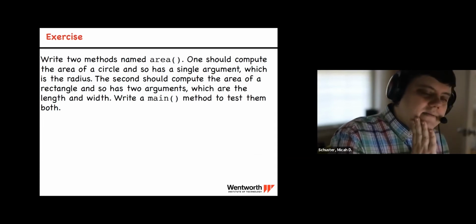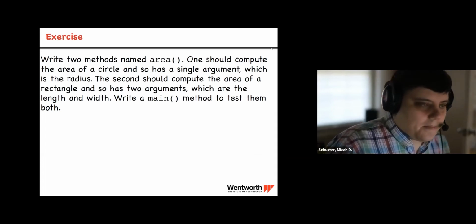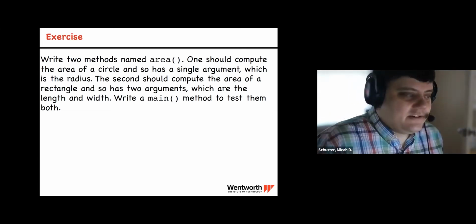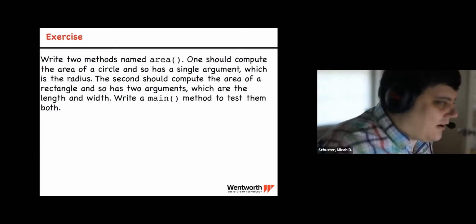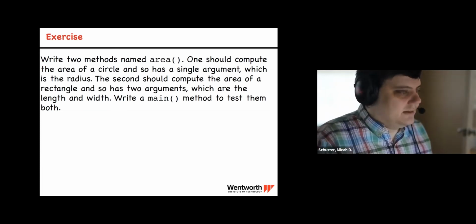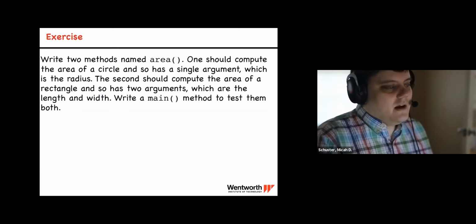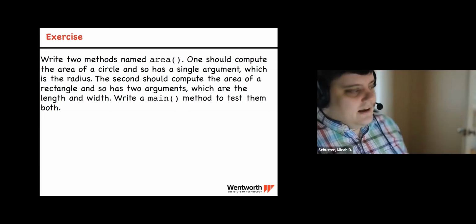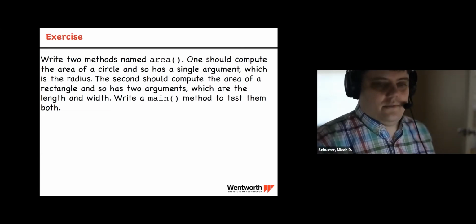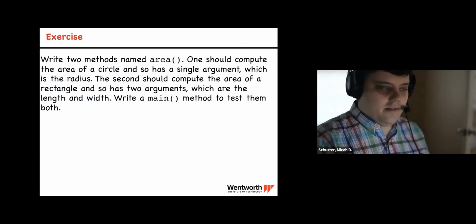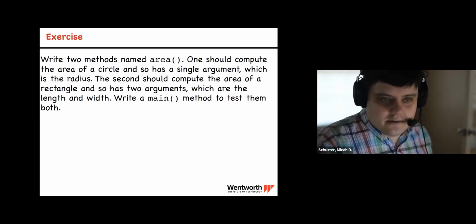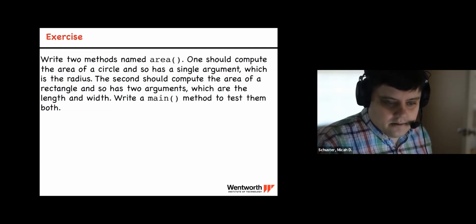So we're going to write two methods, both named area. One of them is going to compute the area of a circle. The nice thing about that is we only need one argument. The only thing that the area of a circle depends on is its radius, or its diameter, whichever one you would want to use. The second version of area is going to compute the area of a rectangle. So we've got two parameters that we need to worry about there, the length and the width. And then we'll write a quick main to test them both out. And I actually don't think I have Eclipse open yet, so let me do that.